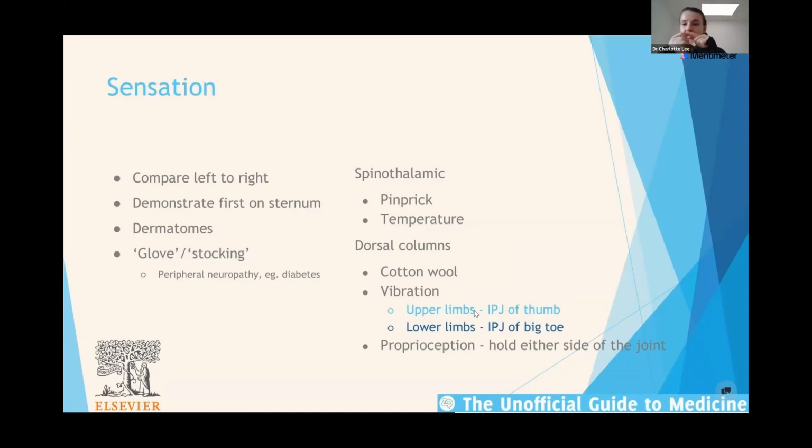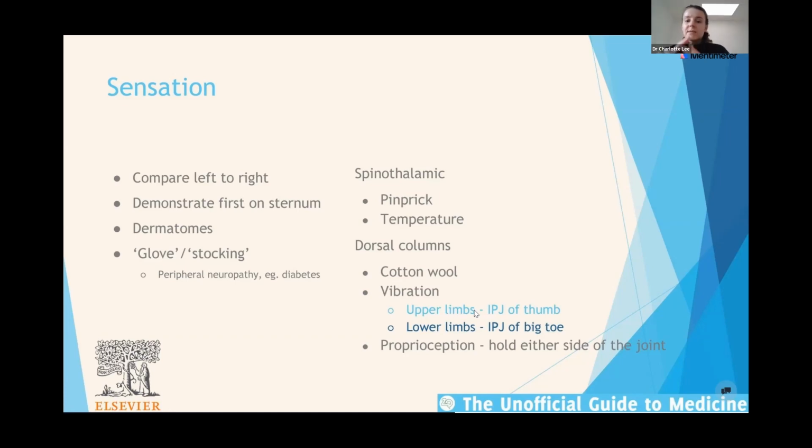Vibration, you'll be starting off with the interphalangeal joint of the thumb. If they can't feel the vibration sense there, you'll be moving more proximally along the bony prominences of the upper limb. So your IPJ, and then you'll be moving on to your MTPJ, to one of the bones in the wrist, and then up to the elbow, and similar things in the lower limbs.